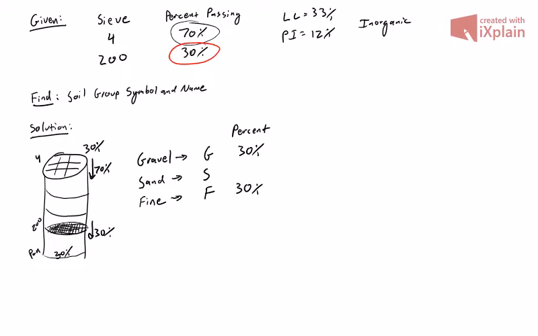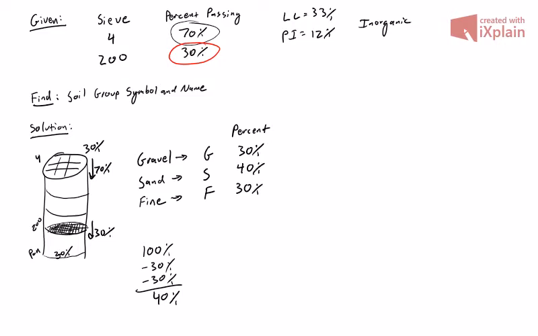The last thing we need to find out is how much sand there is. To get the sand, you do a process of elimination. If you have 30% gravel and 30% fines, whatever's left over has to be sand. So 100% minus 30% minus 30% gives us 40%. That tells us that 40% of the soil is sand.